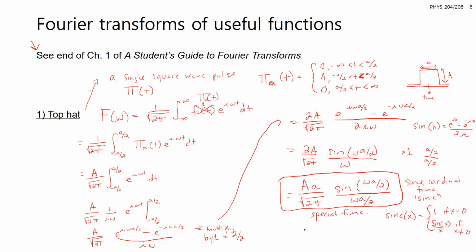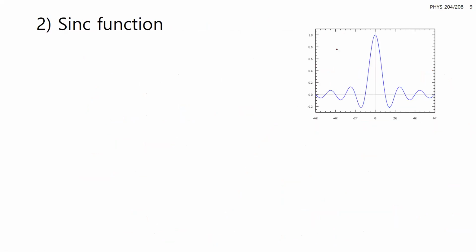So we can write that the Fourier transform of a top hat function is going to be the amplitude of that top hat function times the width of that top hat function divided by 2 pi, the square root of 2 pi, times sinc of omega A over 2. So the answer to what is the Fourier transform of a top hat function? It's a sinc function.